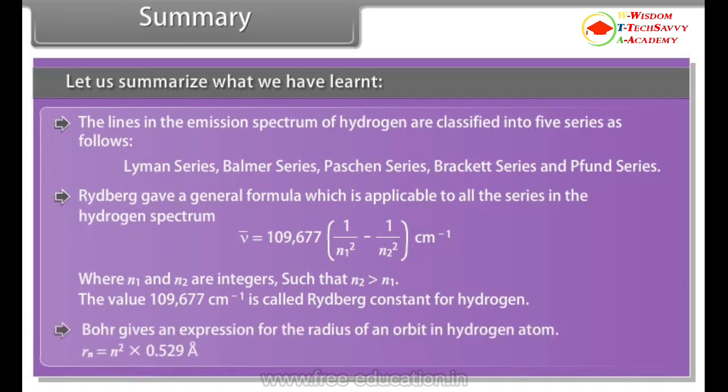Bohr gives an expression for the radius of an orbit in hydrogen atom. Rn is equal to n square into 0.529 angstrom.